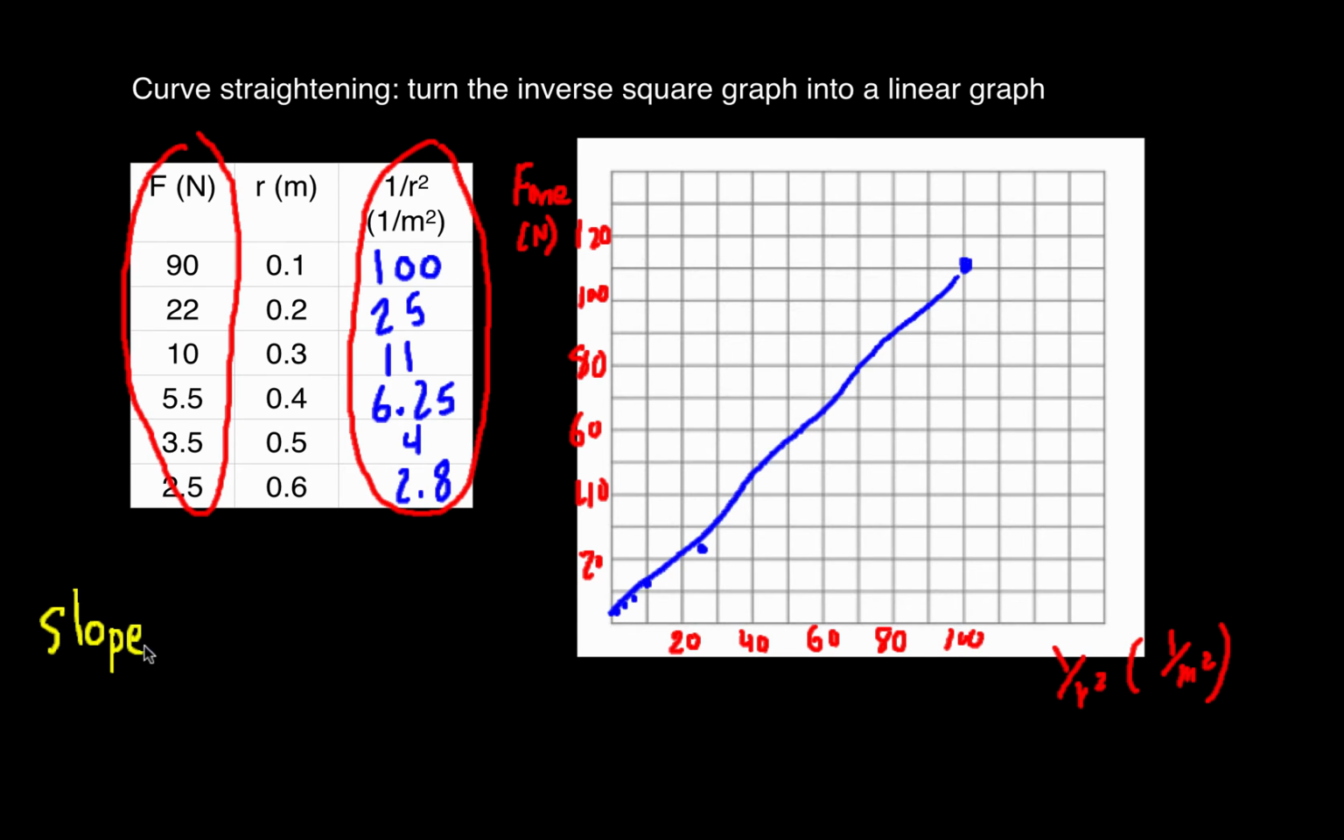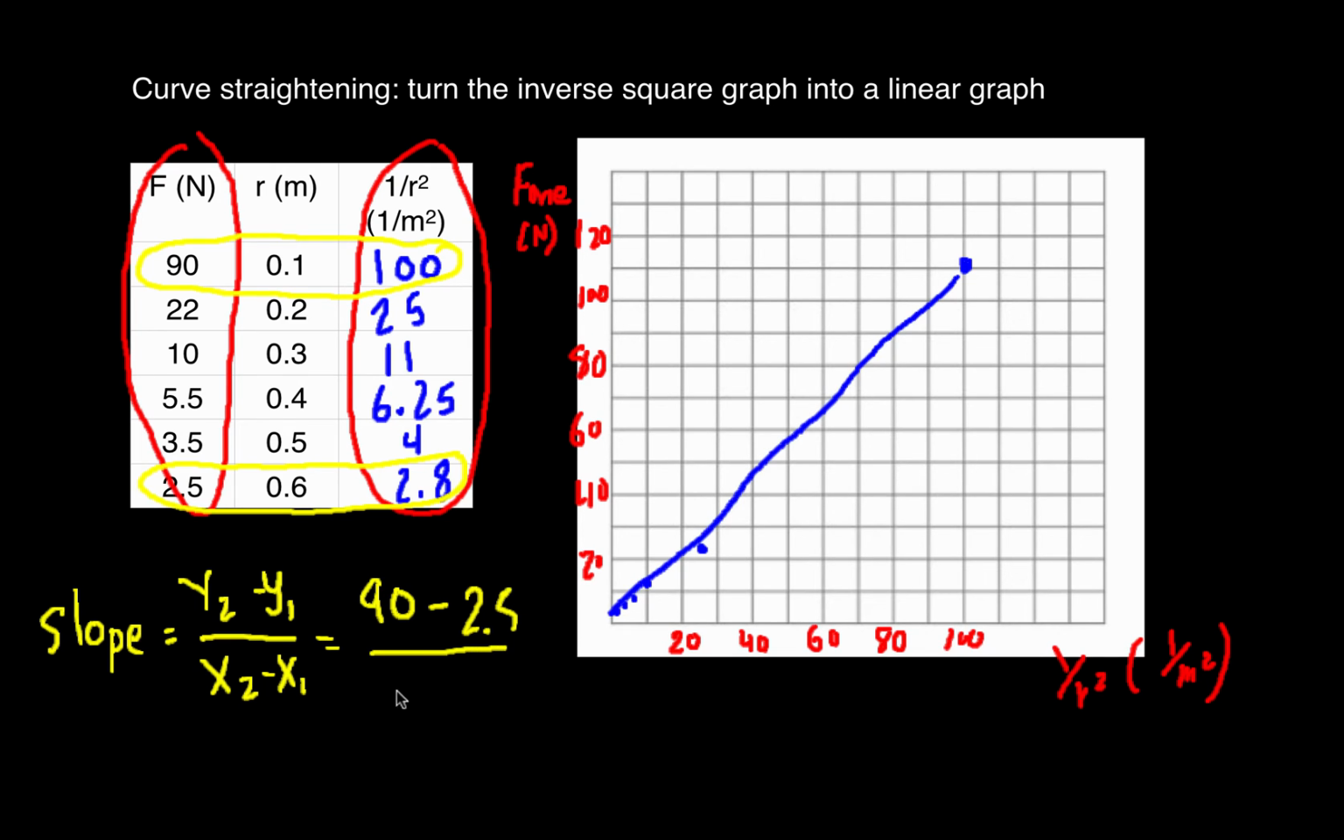Slope equals y2 minus y1 over x2 minus x1. Since the points (90, 100) and (2.5, 2.8) fall on our graph, I'm going to use those points for my slope calculation. 90 minus 2.5 divided by 100 minus 2.8 gives us a slope equal to 0.9033.